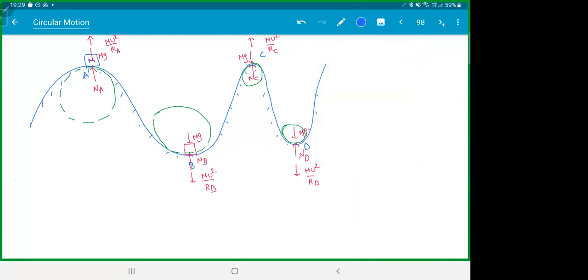So if you look at the normal reactions here, we get Na will be Mg minus mu square by Ra. So the normal is definitely less than Mg. So Nb will be Mg plus mu square by Rb. So if you see the normal increase, this is what actually happens in a roller coaster ride.